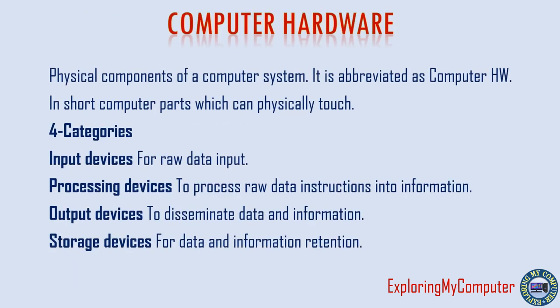Computer hardware is the physical components of a computer system. It is abbreviated as computer HW or HW. In short, computer parts which can be physically touched.